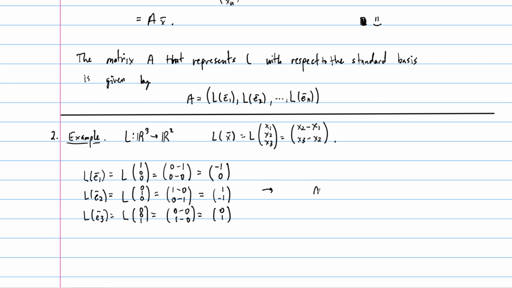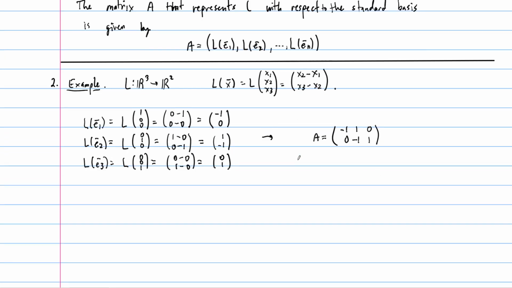This tells us that our matrix A is the matrix for which these are the columns, in order: (-1, 0), (1, -1), (0, 1). And so there's the matrix A that represents this linear transformation L.